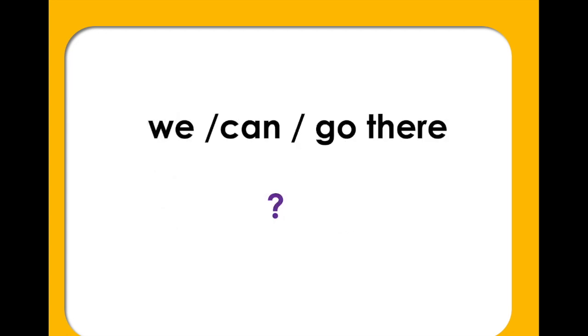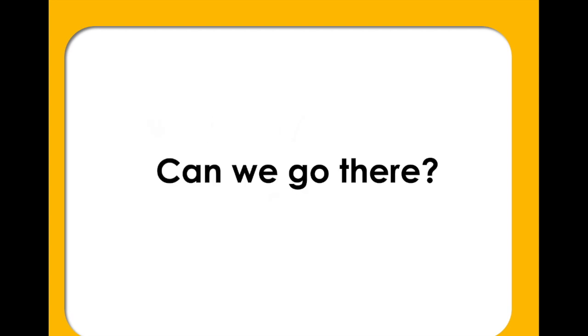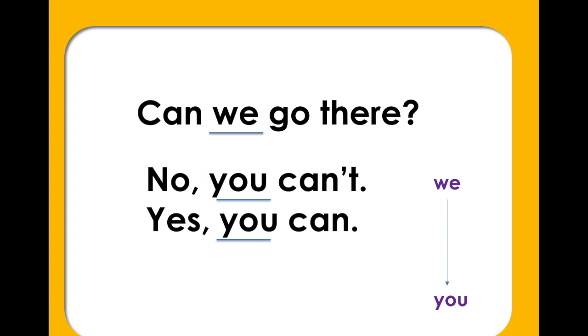What about this one? Are you ready to answer? Alright, let's take a look. Correct. We first use can, then the pronoun, then the verb, and then the complement followed by a question mark. Can we go there? No, you can't. Or yes, you can. Remember, we changes to you in the answer. So in the question you can use we, but when you answer, we normally use you.